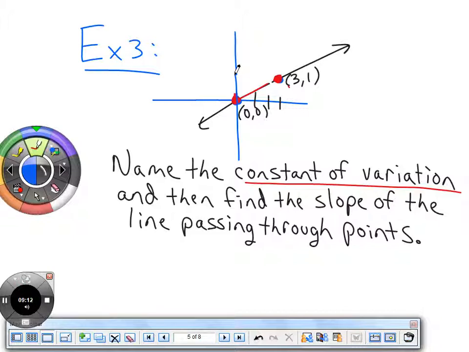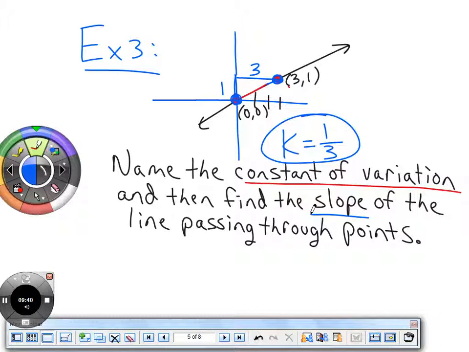And so you look at it and you go, okay, well, to go from this point to this point, all I have to do is go, let's see, I go up 1 and I go over 3. So that means my constant of variation, my k, is 1/3. It's the same as the slope. So they say, hey, find the slope, and you're like, really? I just found it. It's k equals 1/3. It's the same as the slope. Okay, so the constant of variation, same as the slope. You go up 1, you go over 3.